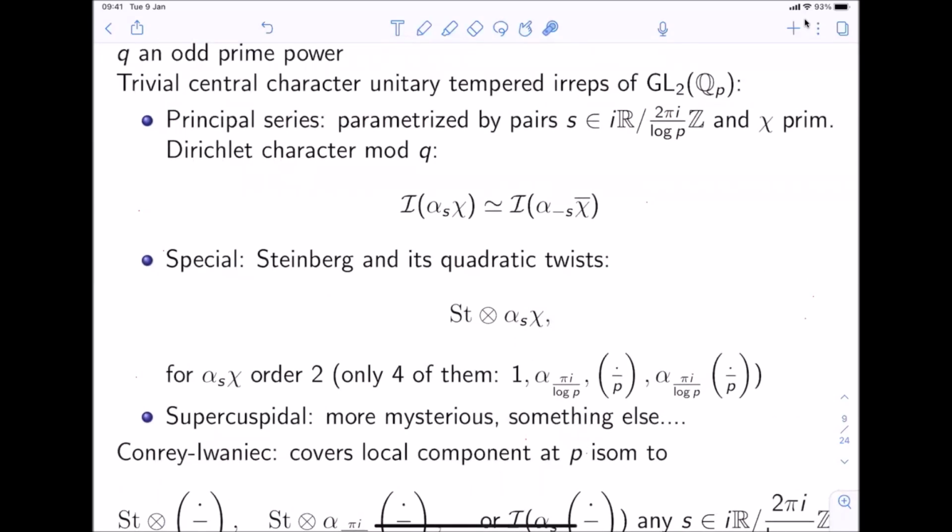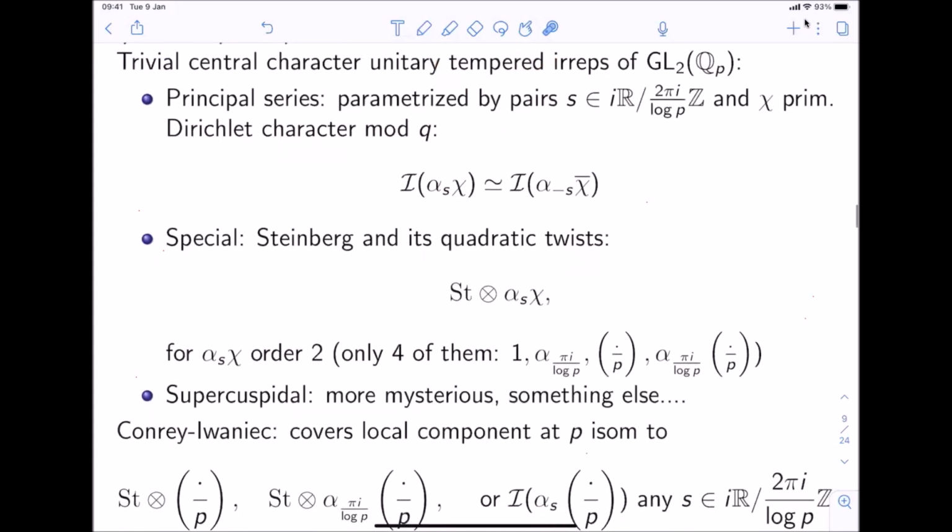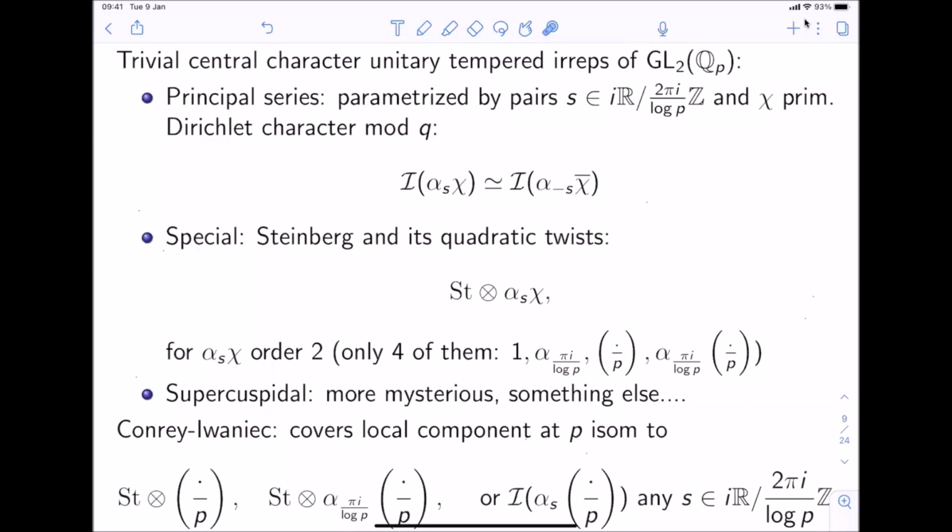Here, for this slide, Q is now going to be an odd prime power. I'm also going to restrict to the trivial central character representations, which cuts down the set of representations by quite a lot, but just for simplicity, I'm going to do that. And I'm also going to ignore any representations which would arise from failure of the Ramanujan conjecture for Hecke eigenvalues. So these are just going to be the tempered representations.